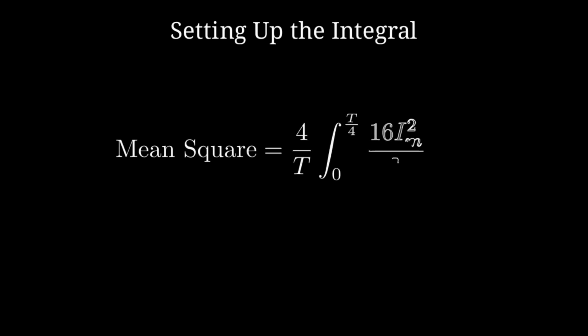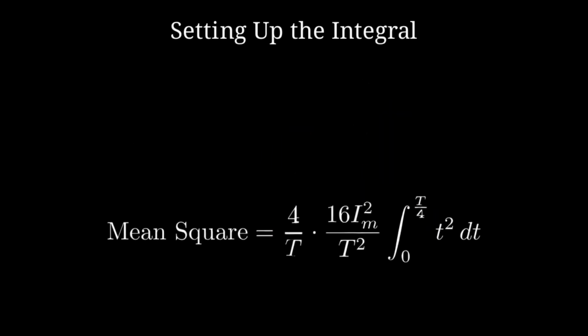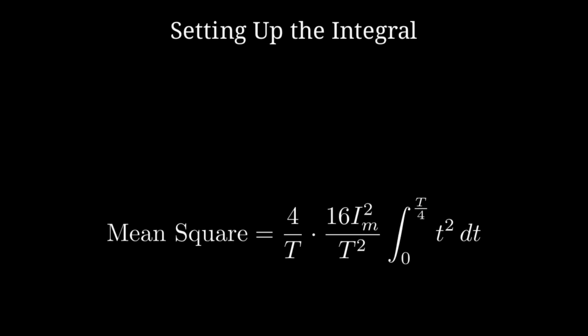Now we substitute our squared function into the mean value integral. We can move the constant terms outside the integral sign to simplify the calculus, leaving us to integrate only the t squared term with respect to time.